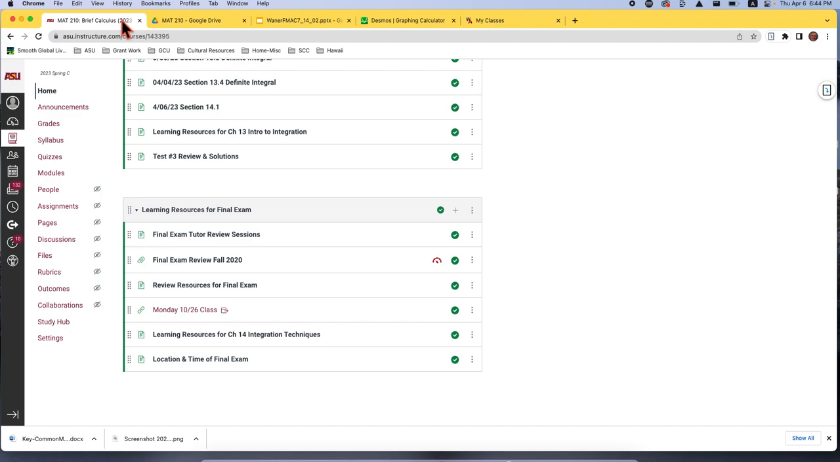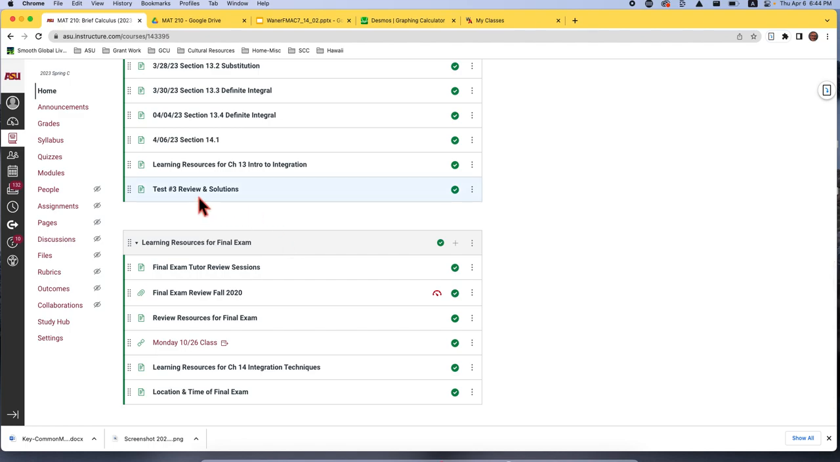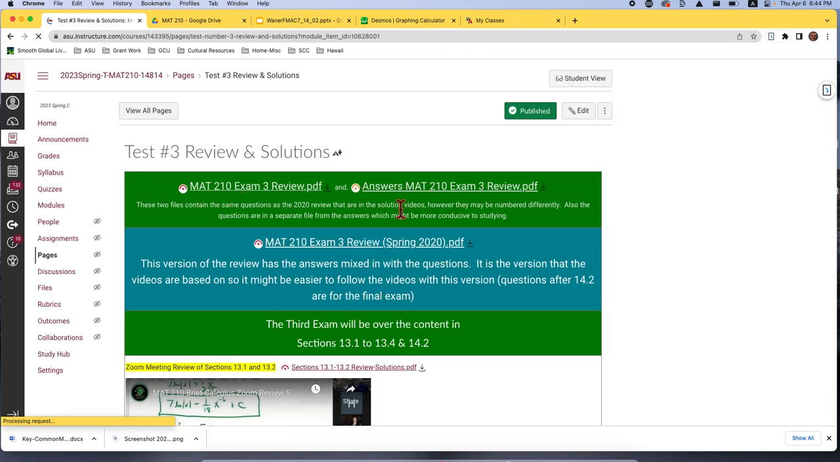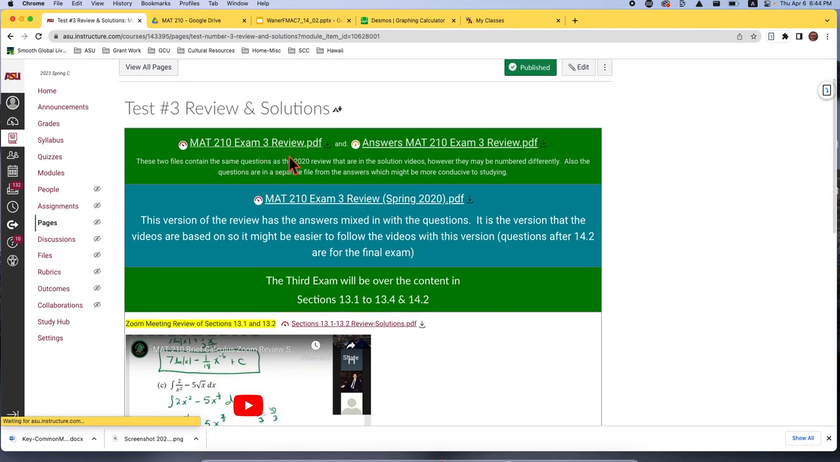What I want to do is highlight from Canvas what I added. It's always been here, but I made it accessible now, the learning resources for the final exam. It's a little early. What I did do, though, is I moved test number 3, review and solutions, which had been sitting down there. And at the very top are the new reviews from the MAT210 ASU website. They've got the review, and then they've got the answers, separately. So you've got questions in one, answers in the other. I think that's actually an easier way to go through.